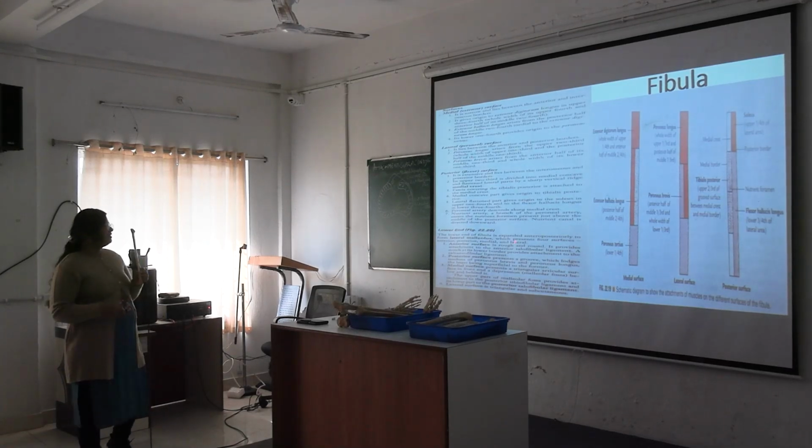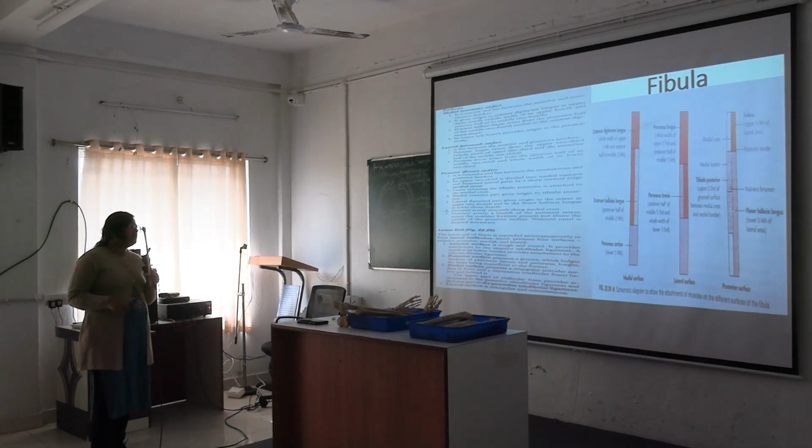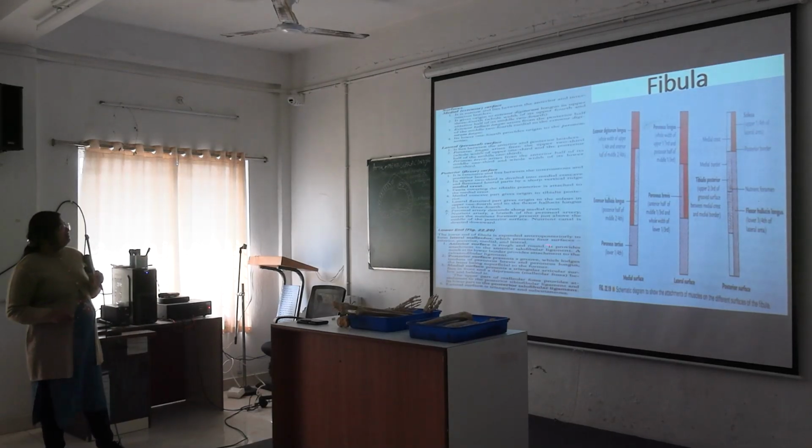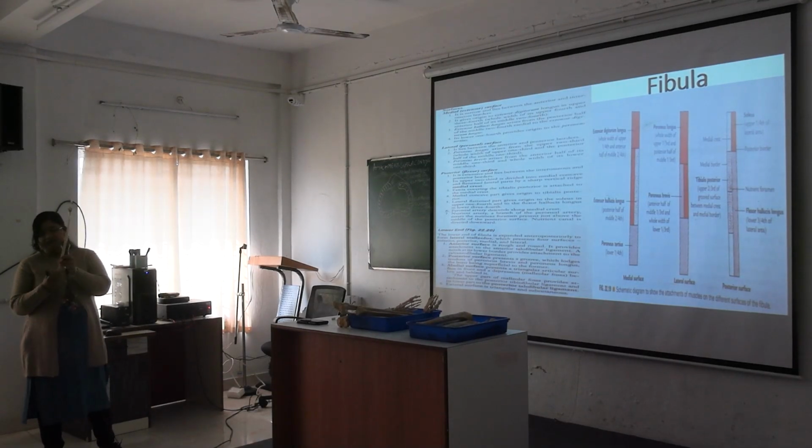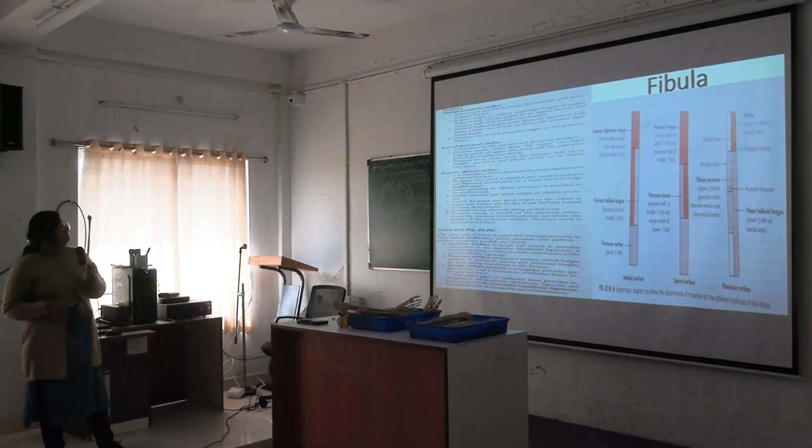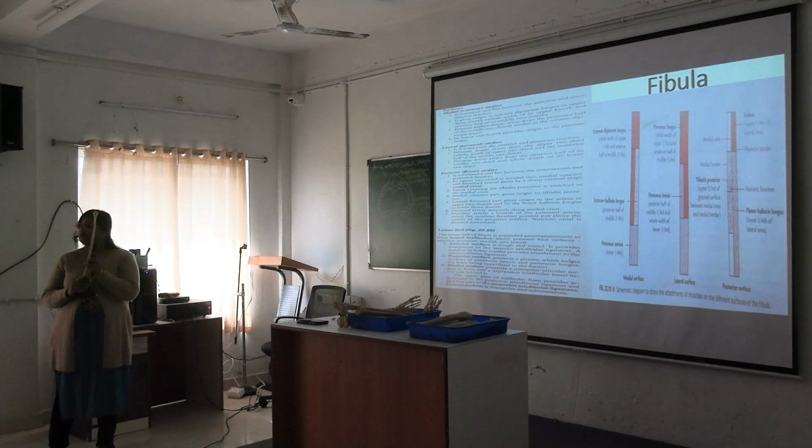Next, we are going to the lower end of the fibula. The lower end is expanded anteroposteriorly. This part is the lower end, forming the lateral malleolus. This projecting part is the lateral malleolus.